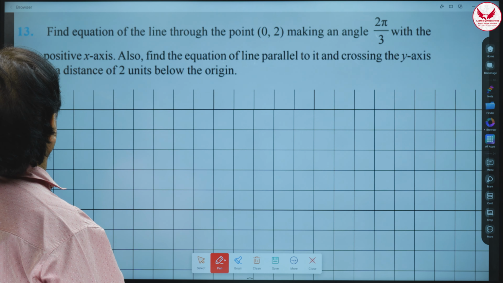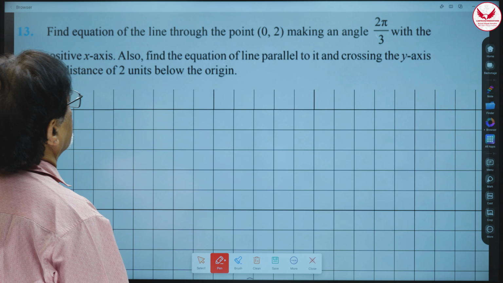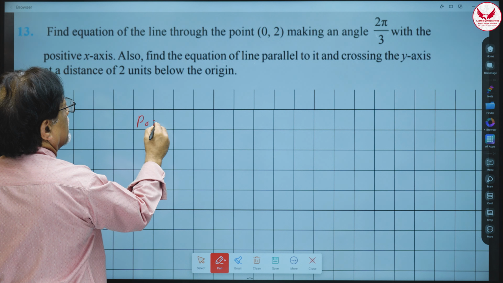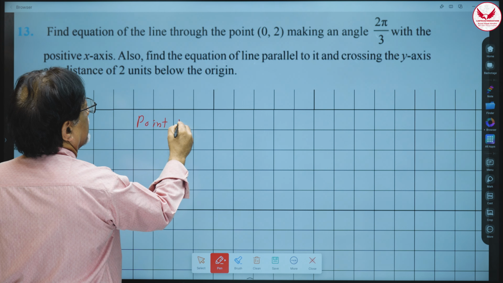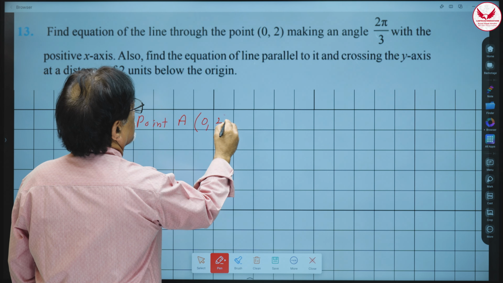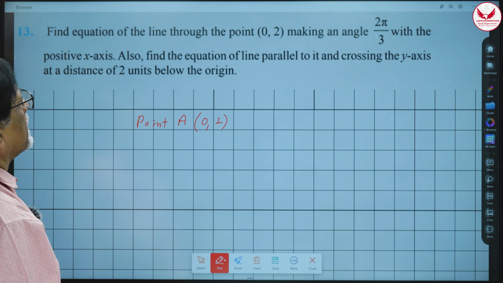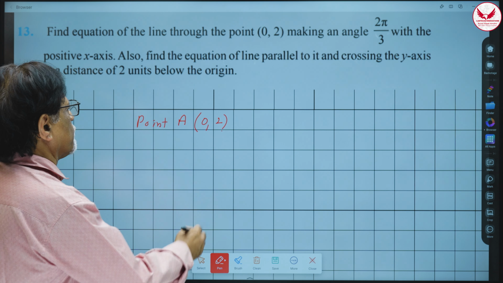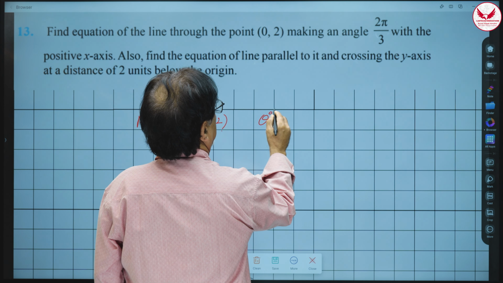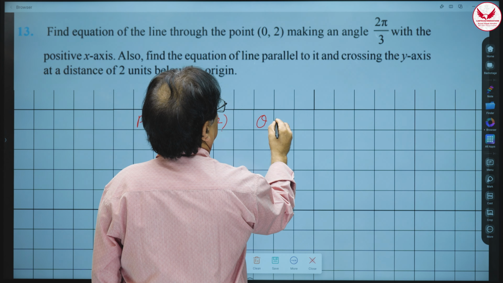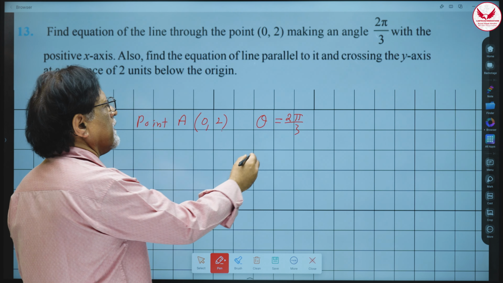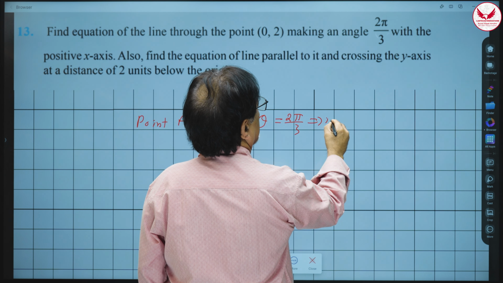Let us read the problem properly. Find the equation of the line passing through the point (0, 2). First of all, they have given one point. Let us make a record of that point. It is better to give a name to that point, A(0, 2). They have given that it makes an angle of 2 pi by 3 with the positive direction of the x-axis. That means they have given the inclination. So theta in radians is given to be 2 pi by 3. This is the inclination, as you know.